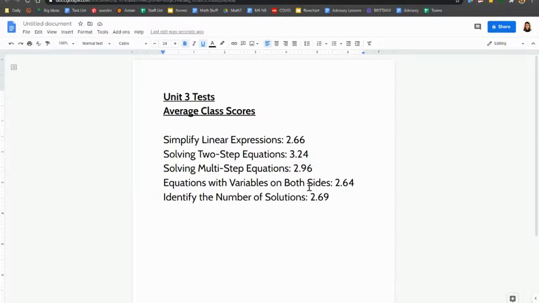Equations with variables on both sides is a 2.64. That was our lowest score for the average, but still pretty high, still rounds up to a 3. And then identifying the number of solutions was a 2.69. So really good scores overall. Thank you so much to those of you that showed your work.